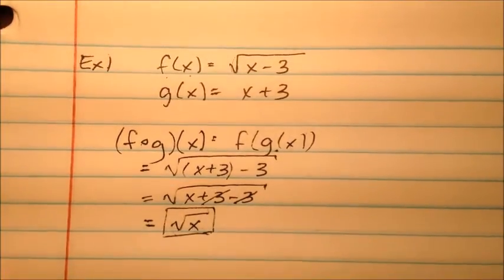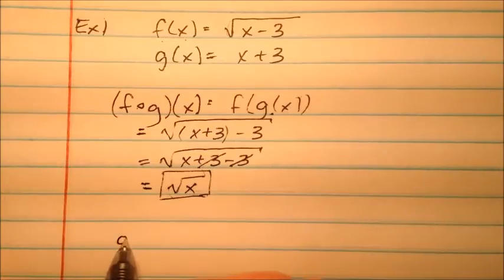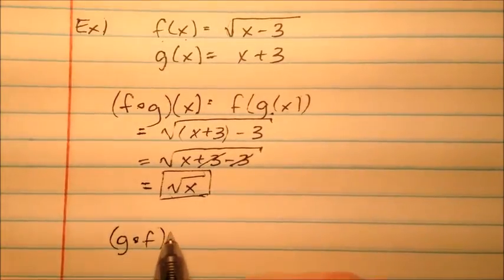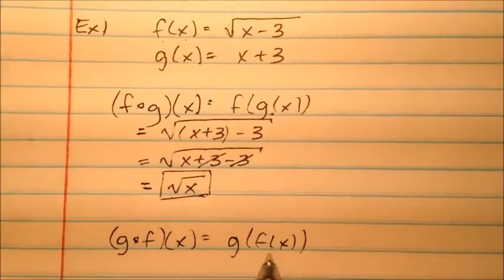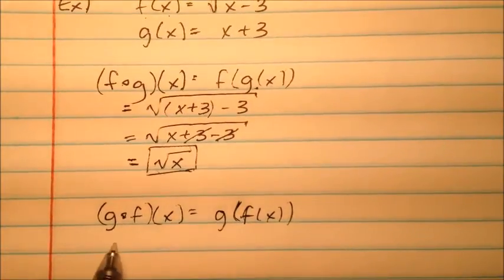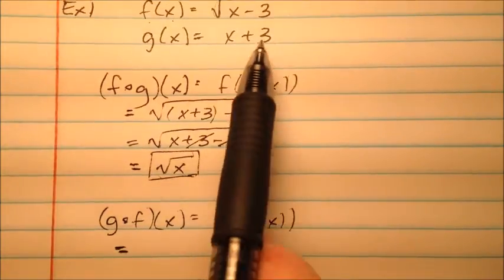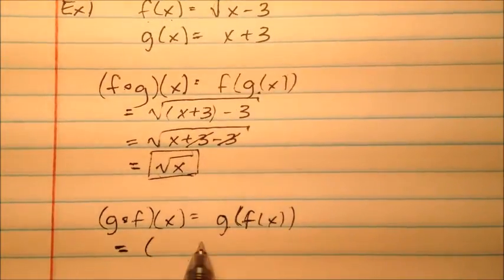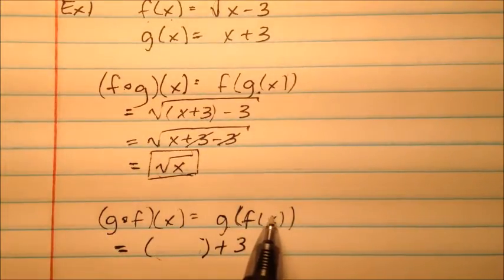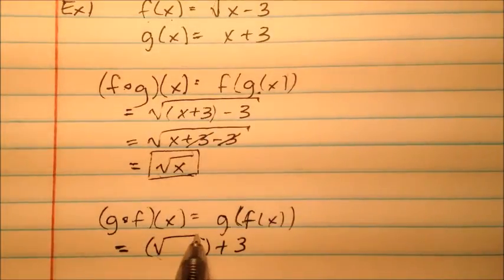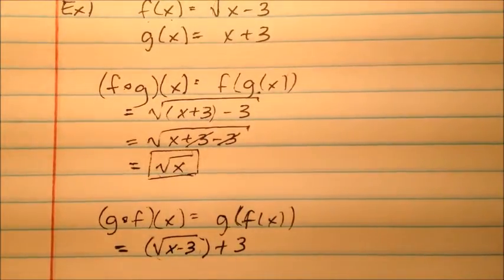If I go ahead and do the other one, g circle f of x, which means I'm putting the function f of x into the function g, well, my g function is my x plus 3, so it's going to be something plus 3. And what is that something going to be? What quantity? Well, it's going to be the f of x, so it's going to be the square root of x minus 3.